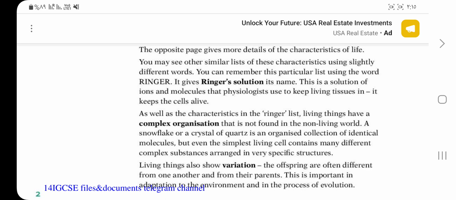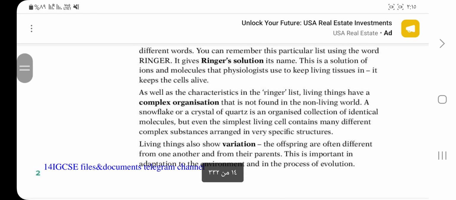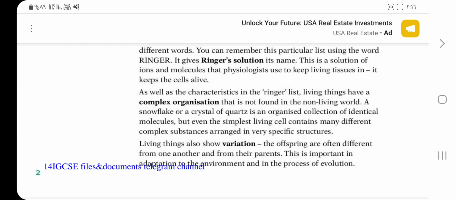Ringer solution is a solution of ions and molecules that physiologists use to keep living tissue, and it keeps the cells alive.